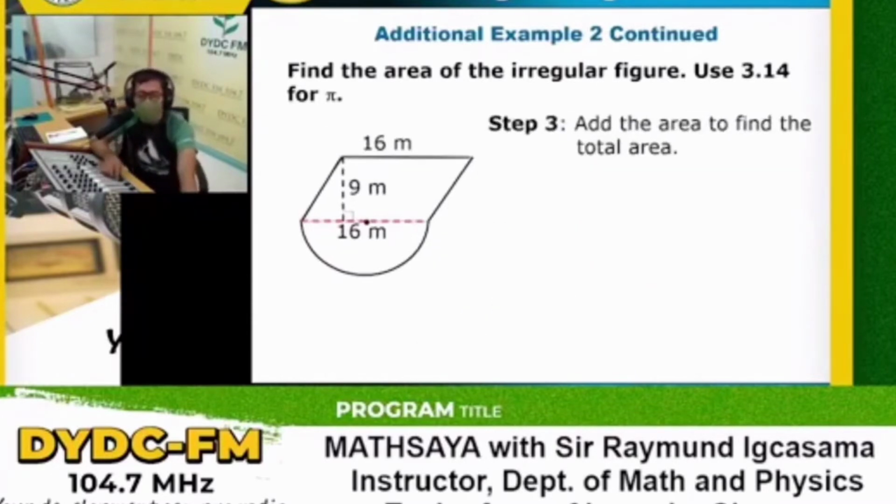Okay, so you now have the values of the two figures, the parallelogram or the trapezoid, and then the semicircle. Now let's proceed to the last figure, which is the triangle. Okay. Or just add the two, no?